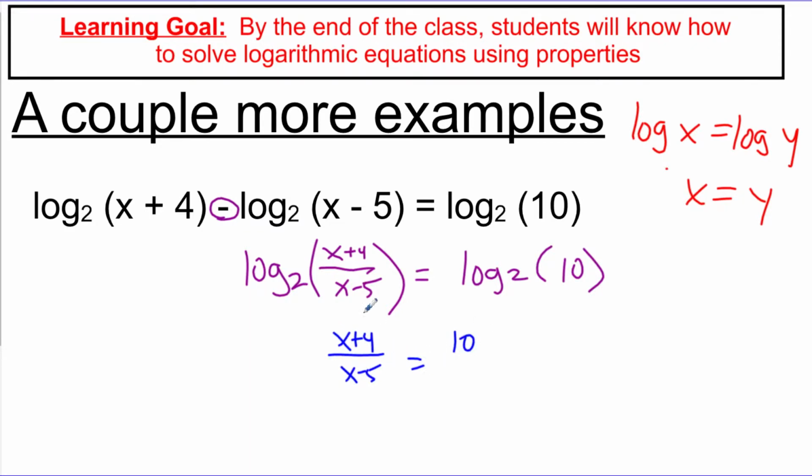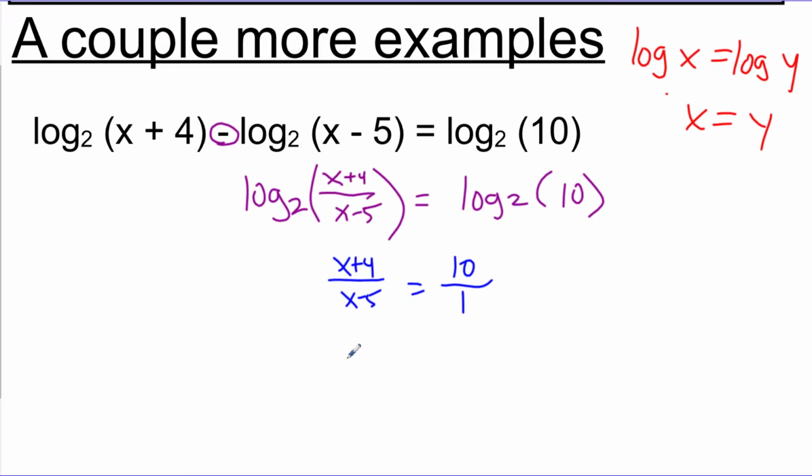And how you choose to handle this one is just up to your perspective. I like to look at it as a proportion. If I cross multiply, this is going to look like 10x minus 50 is equal to x plus 4. And then let's solve. I'm going to add the 50 over, and it's going to become a 54. I'm going to subtract this x back, and it's going to become 9x. So it looks like x has to be equal to 6.